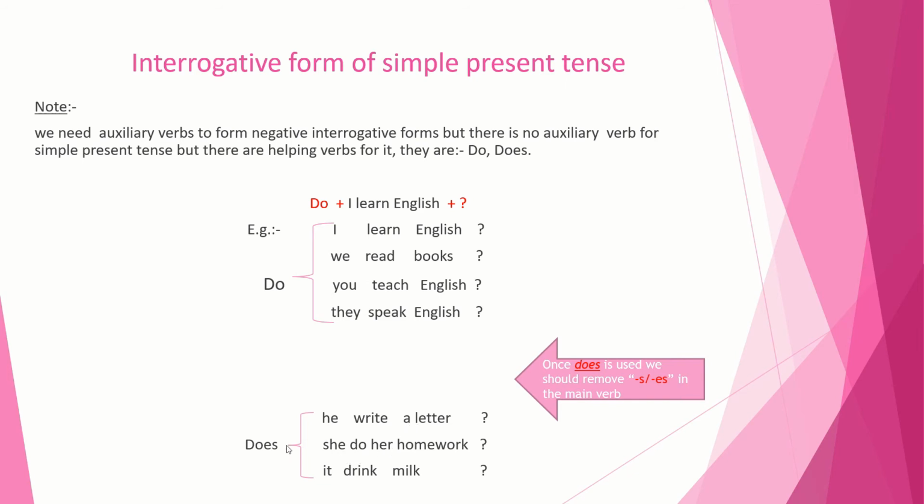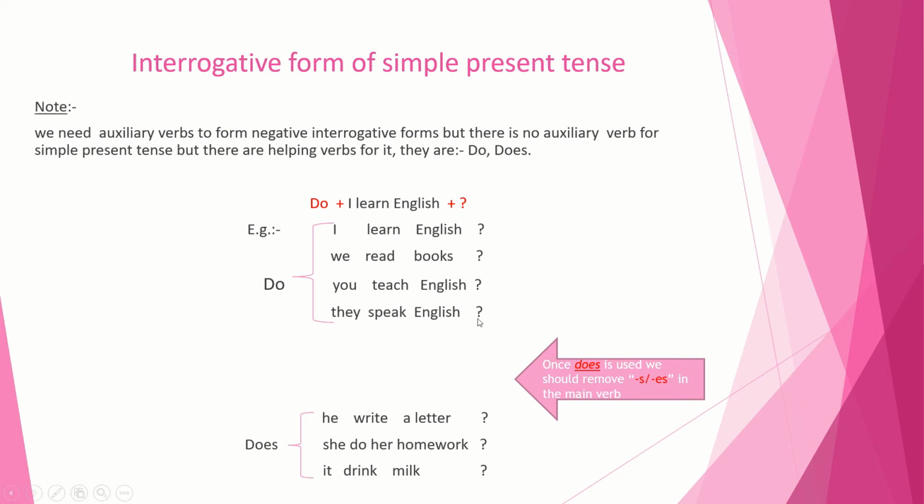If we add does to the sentence, we have to remove s or es from the verb. Okay, ఒకే వర్బులో ఎస్ ఆర్ ఈఎస్ కానీ ఉండకూడదు. ఇక్కడ there is already es in the helping verb, so that we have to remove s or es from the main verb. ఓకే, మెయిన్ వర్బ్ నుంచి ఎస్ కానీ ఈఎస్ కానీ తీసేయాలి. ఓకేనా, ఇది ఇంటరాగేటివ్ ఫార్మ్ ఆఫ్ సింపుల్ ప్రజెంట్ టెన్స్.